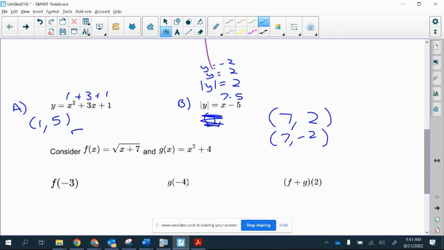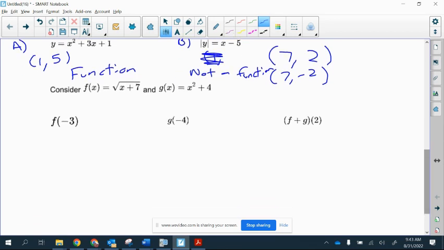So this A is a function, B is not a function. You're accustomed to mostly seeing functions.